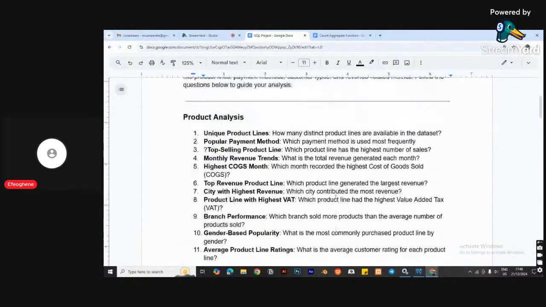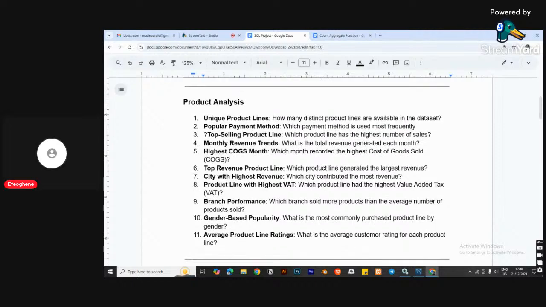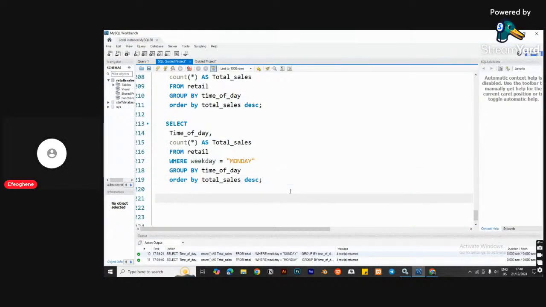All right, so let's take a look at the next question. Next question says, which customer type generates the most revenue? All right, so copy this. I'll show you how to do that right now. So which customer type generates the most revenue?